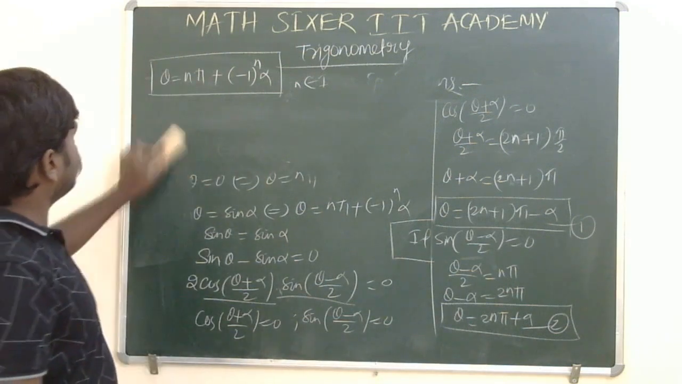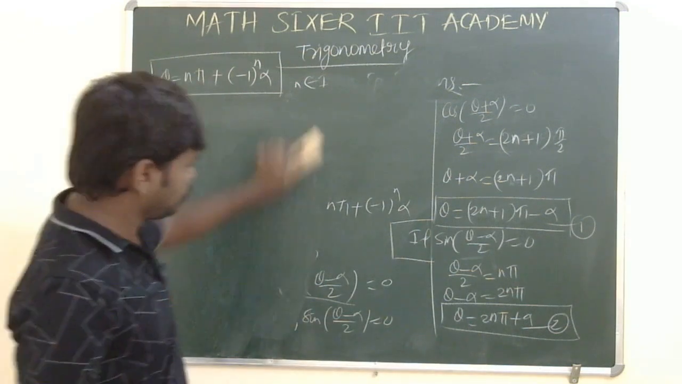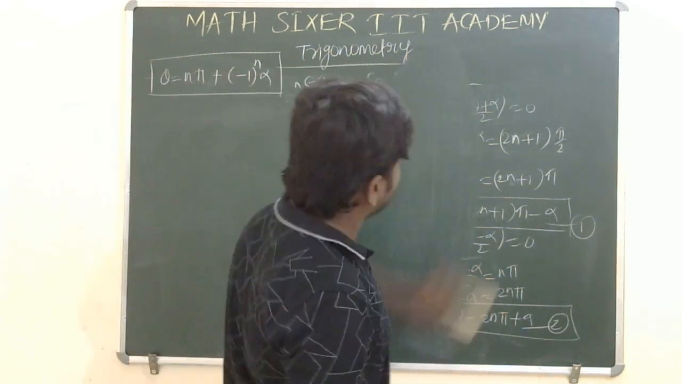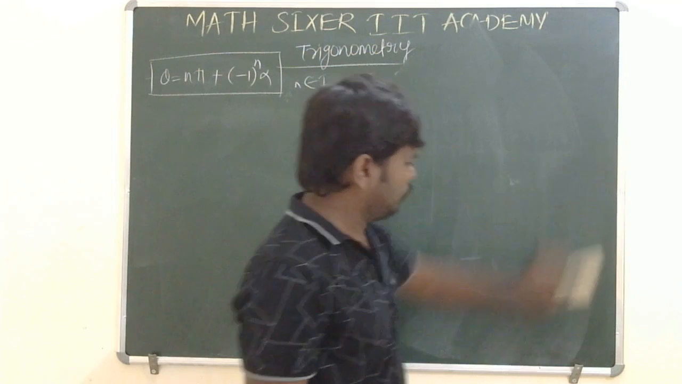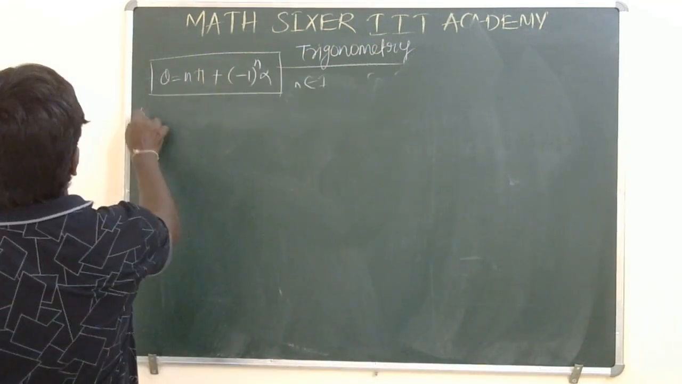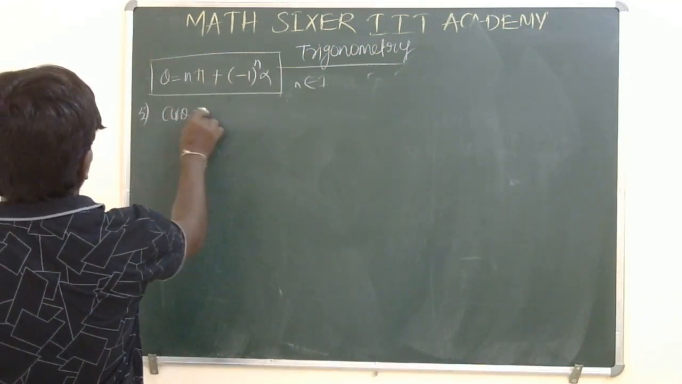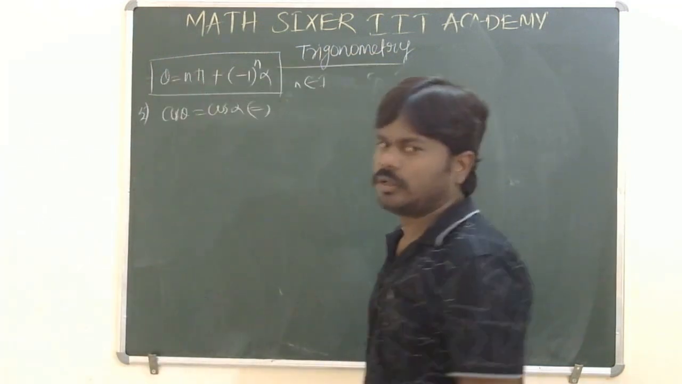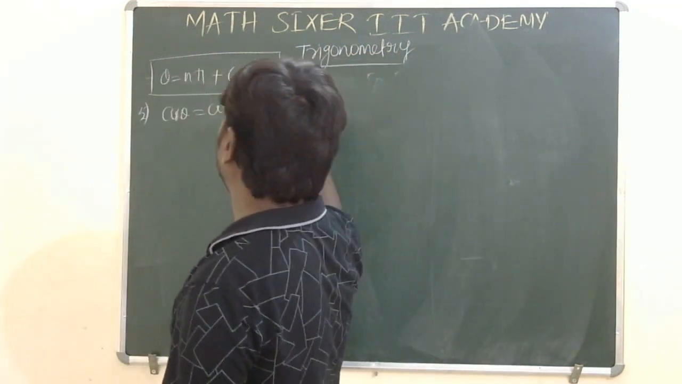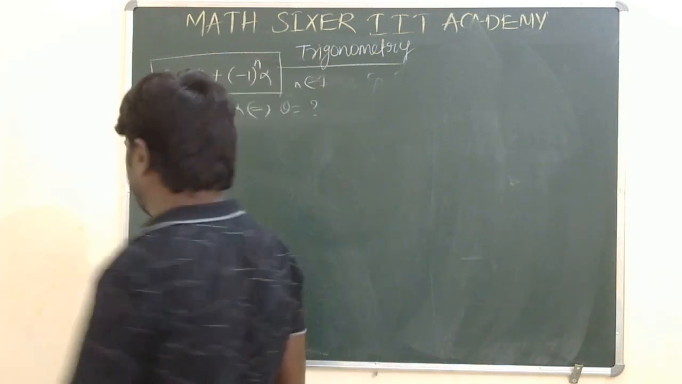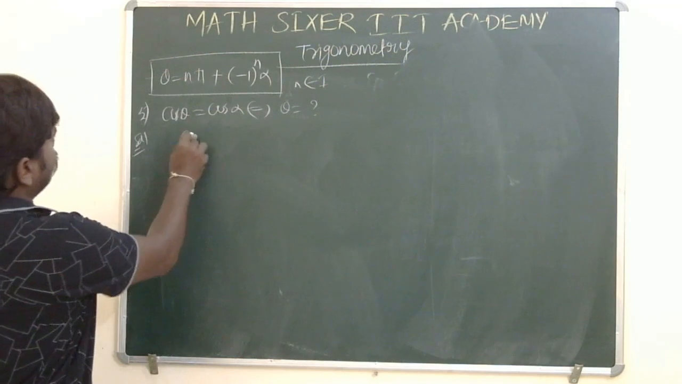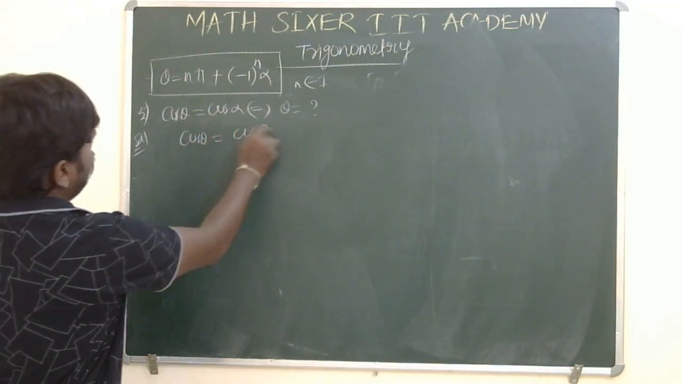So that's all about this point. Next we have cos theta is equal to cos alpha. Then theta is equal to what? That we will derive now. Okay, so here cos theta is equal to cos alpha.